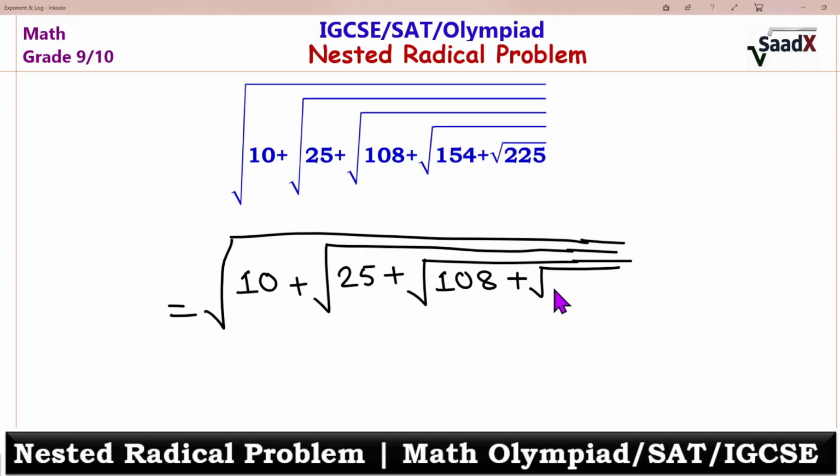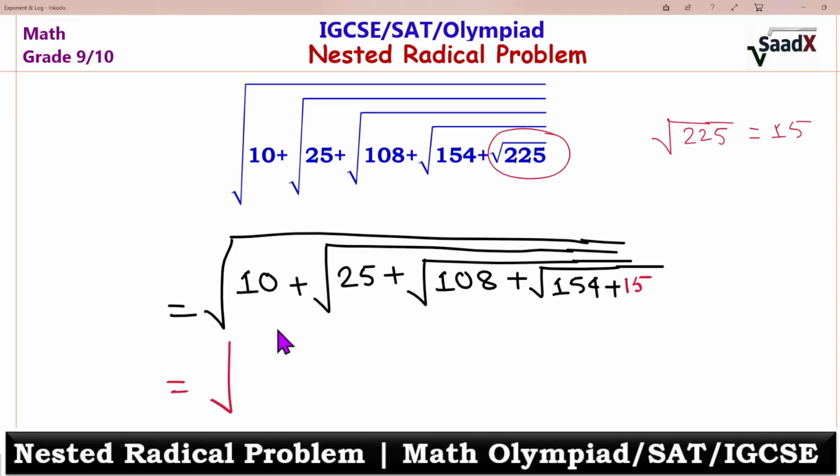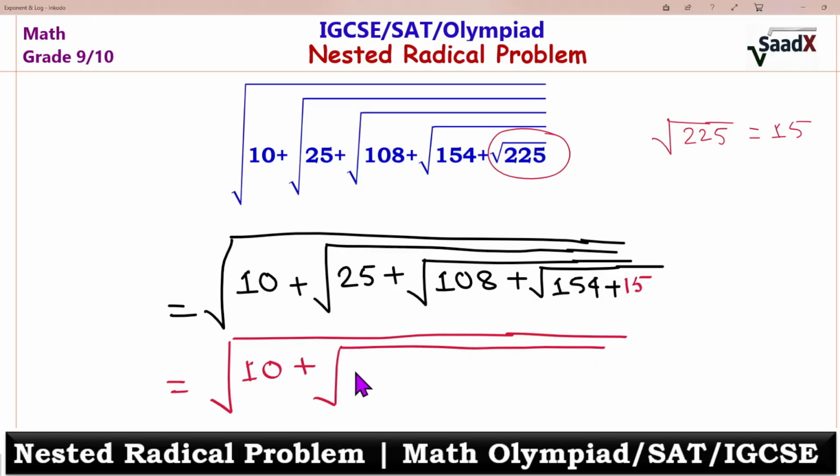So what is this? 154 plus. Now this root 25 will be, we know root 25 is 15. So we can write here 15. Okay. Then again we will do same work. It means here is 10 plus root, here is 25 plus again root 108.